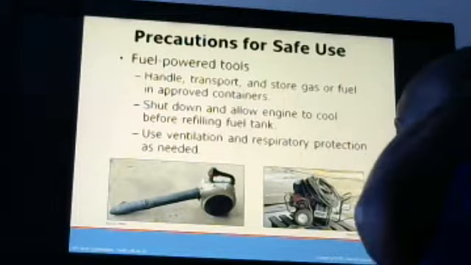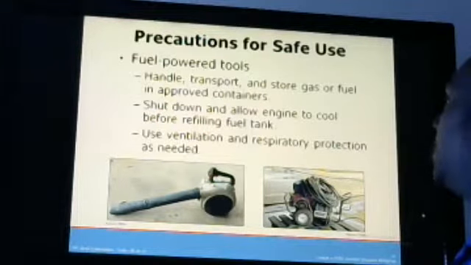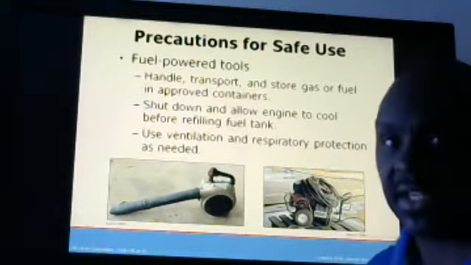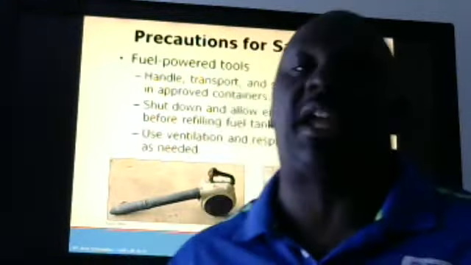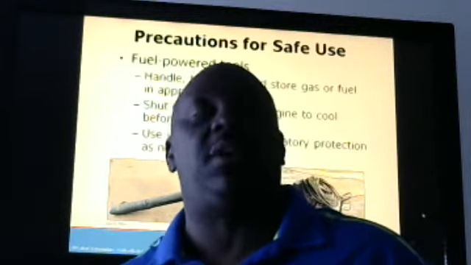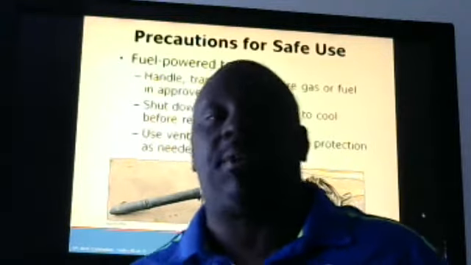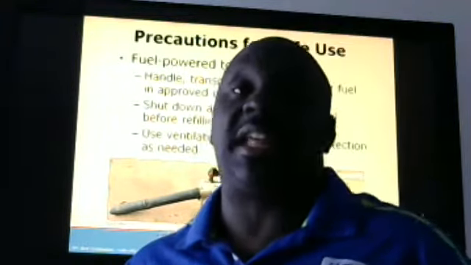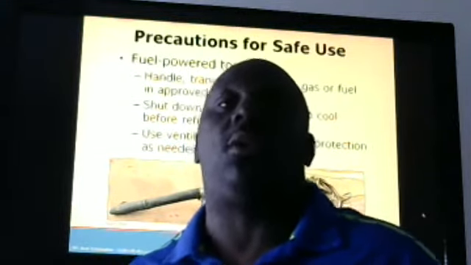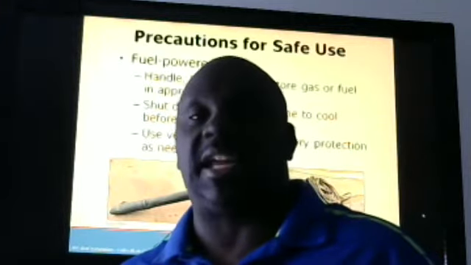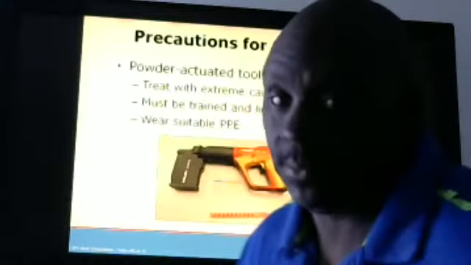So, fuel powered tools: handle, transport, and store gas and fuels in approved containers. You know, the plastic gas can containers are not approved containers. What is an approved container? OSHA said it must be metal and it must have an approved label on it. So the plastic gas can that you get out there at Home Depot is not actually an approved container. It is actually a sign or a signal for OSHA to come onto your site. If you have a gas can, it must be metal and it must be approved.